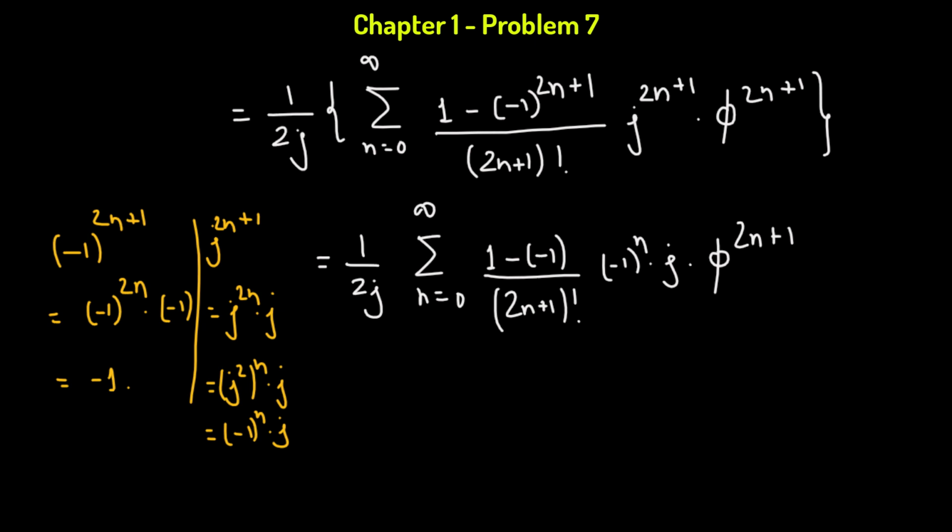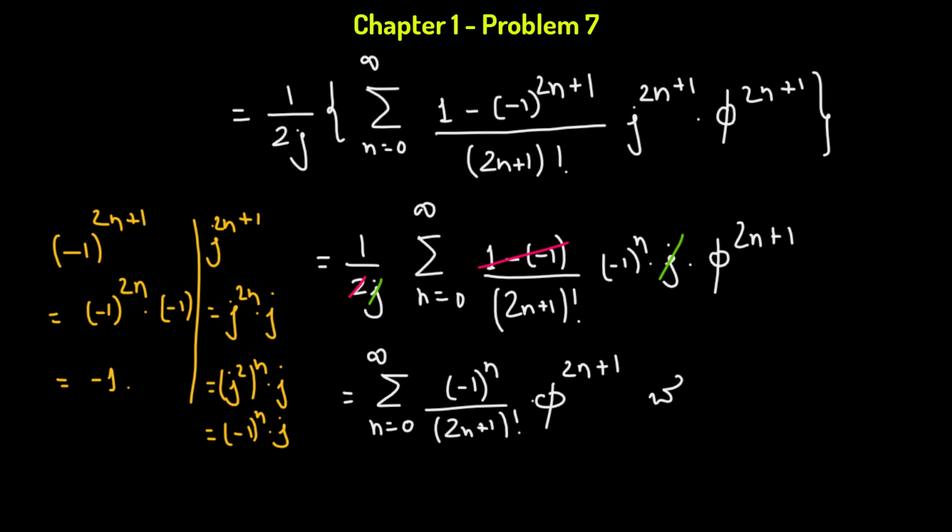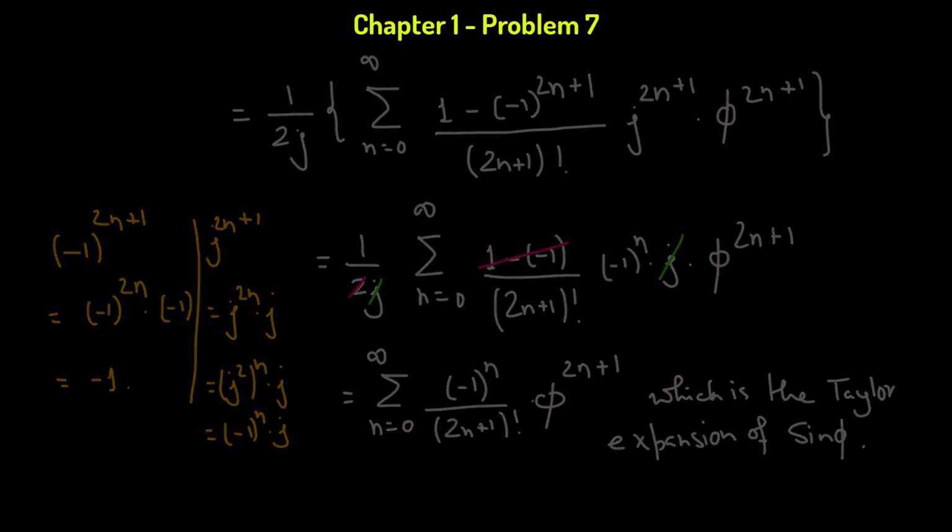So the 2 and 2 get cancelled and the j and j get cancelled, and that leaves us with the summation, n going from 0 to infinity, of negative 1 raised to the power of n divided by 2n plus 1 factorial, times phi raised to the power of 2n plus 1, and this is the Taylor expansion of the sine function.